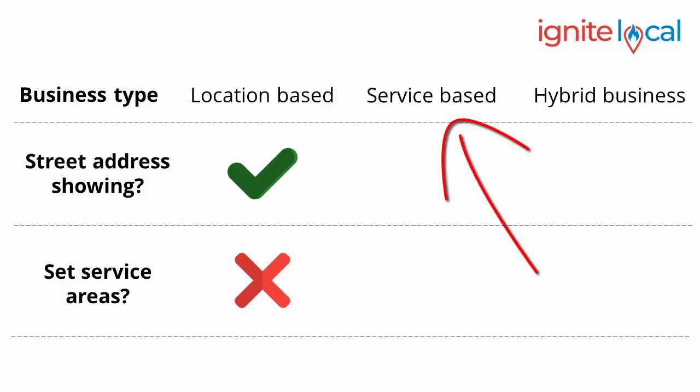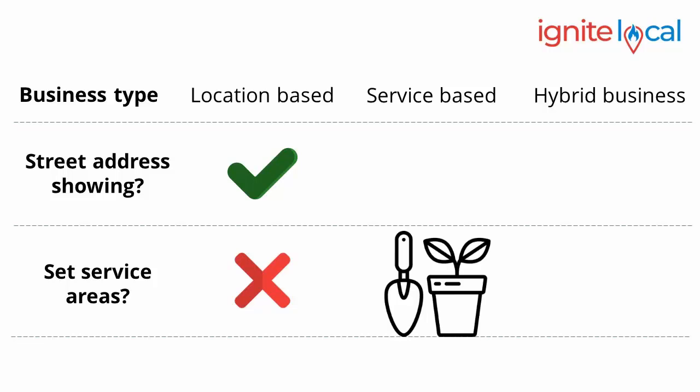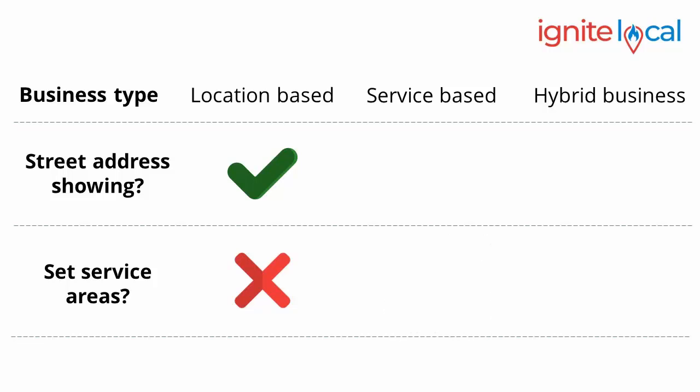If you're a service-based business, then you don't have a physical location like a shop or an office, and you go to your customer's location to deliver your services. This is businesses like plumbers, gardeners, mobile hairdressers, and pest control. So you shouldn't have your street address showing on your profile, but you do need to add your service areas.